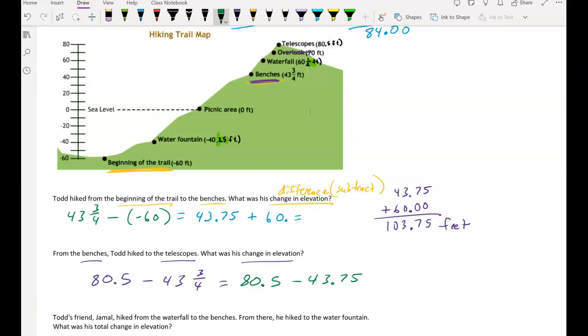And now, well, this is just basic subtraction, right? We don't have to add the opposite. We're just subtracting two positive numbers. But let's go take care of this over here. 80.5 subtract 43.75. Take care to line up the decimals. And we fill in our empty spaces with zeros.